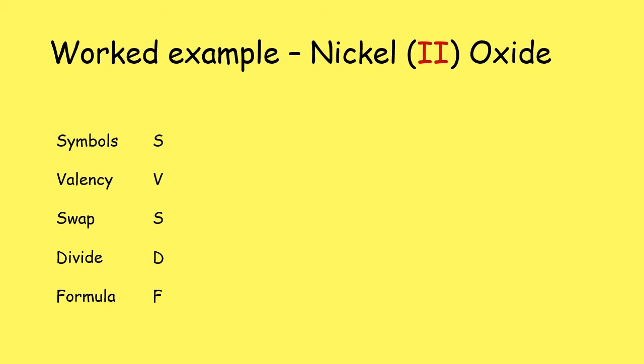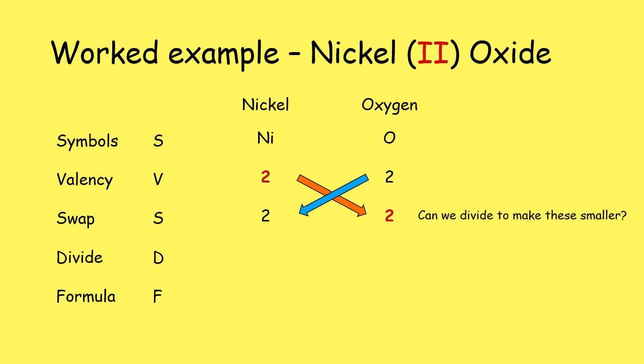Got another worked example, nickel 2 oxide. Nickel has the symbol Ni, oxygen, symbol O. From the chemical formula, it's nickel II, so that means a valency of 2 for nickel, and then for oxygen, it's in group 6, which means it has a valency of 2. We swap these two numbers over and ask ourselves, can we divide to make them smaller? And in this case, the answer is yes. We can divide each side by 2, and that gives us 1 and 1. So when it comes to writing the chemical formula, it would be NiO because there's one nickel and one oxygen.